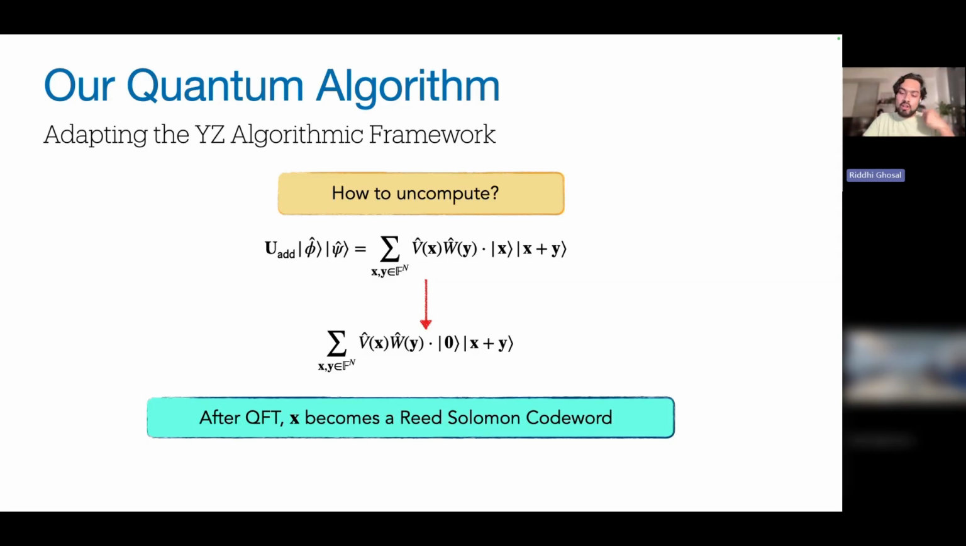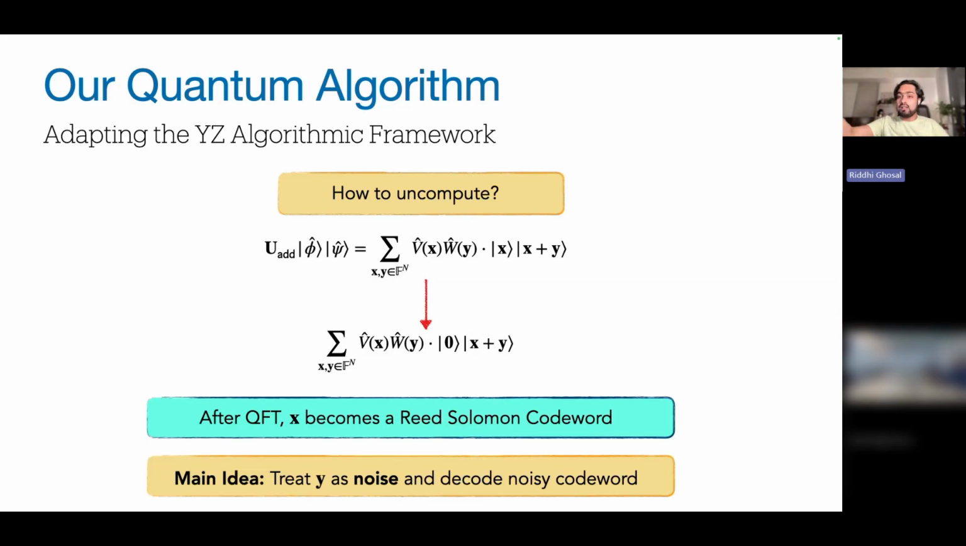The next thing is, the idea is to interpret this y as noise. Just think about it as noise. X is a Reed-Solomon code word, y is the noise that gets added to the Reed-Solomon code word, and then you try to decode this noise out of it. So basically, feed x plus y into a unitary that extracts out x for you, and then you subtract that x from the first register. And that's how we hope to uncompute this state, right?